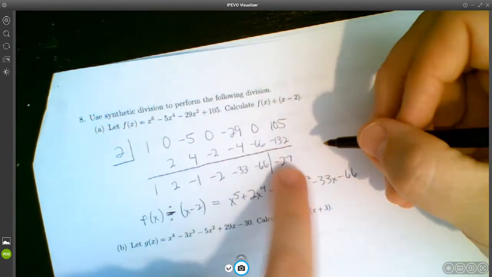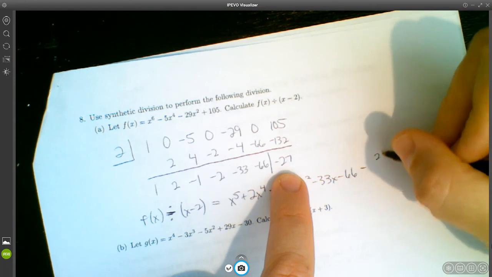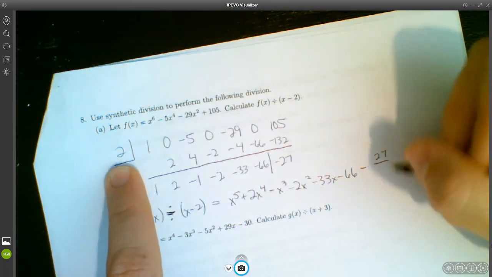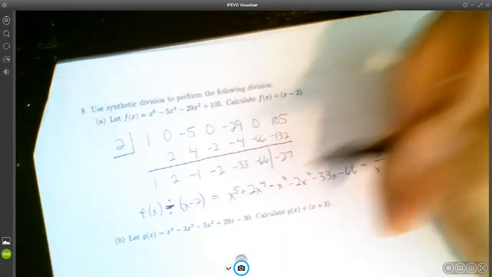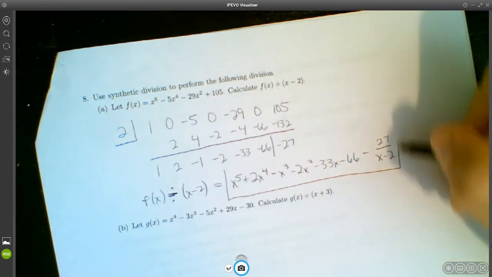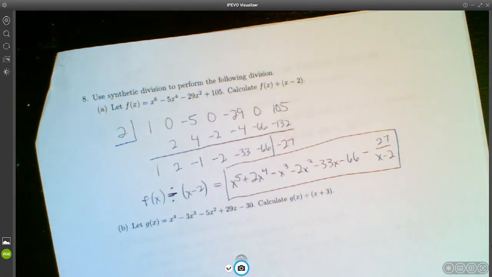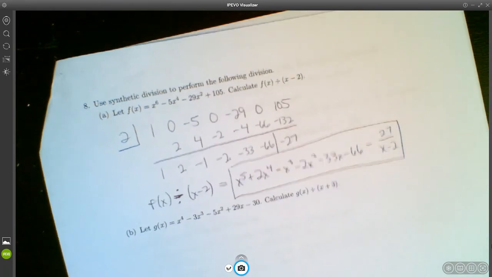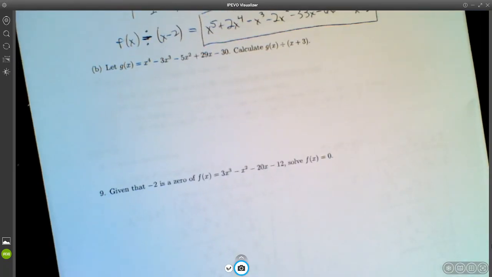So what do we do with the remainder? Well, we write it as a fraction. So it's minus 27 over x minus 2. Okay? Okay, so there's the answer. I'm going to let you work out part B. So go ahead and give the video a pause and see if you can work it out on your own.